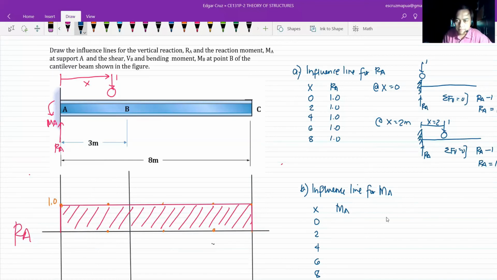Okay, so let's see. At X equals 0, this is our cantilever beam. The unit load is at point A. Of course, we will have RA here, and then we will have the reaction here, MA. So, how do you solve for MA? We take summation of moment at A equal to 0. That would be MA equal 0, because the unit load will pass through point A, and RA, which is equal to 1, will also pass through point A, so it has no moment effect. Therefore, MA would be 0.